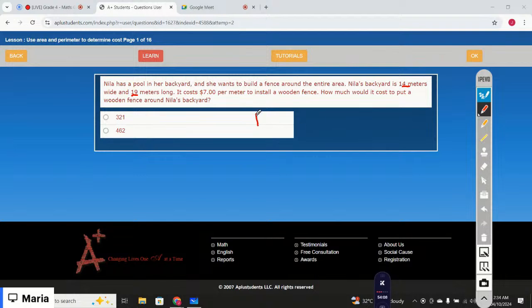So the first thing you need to find here is the perimeter, right? You are given the dimensions 14 by 19. You have to do 14 plus 14 plus 19 plus 19. So the sum is 66, right?